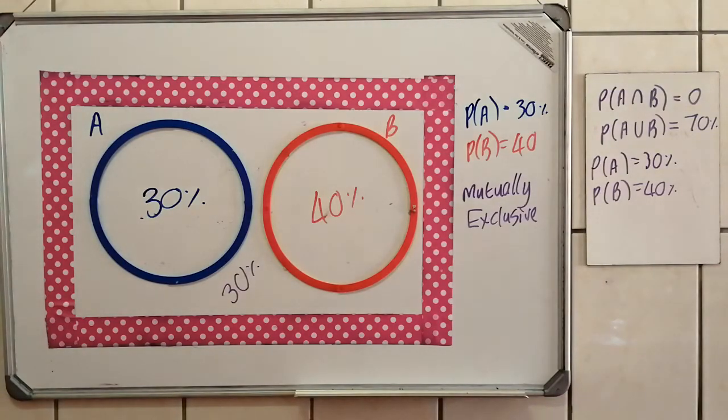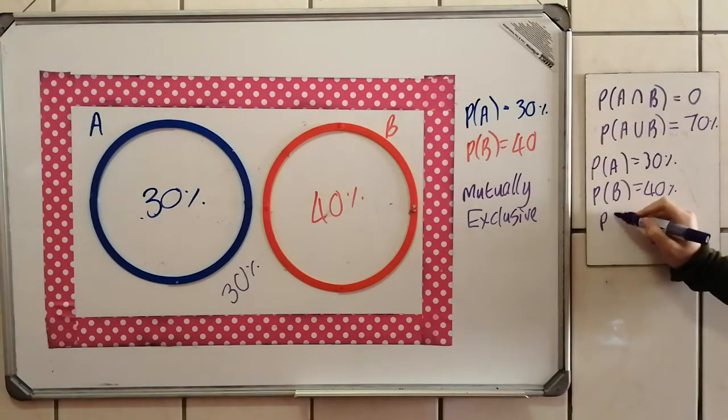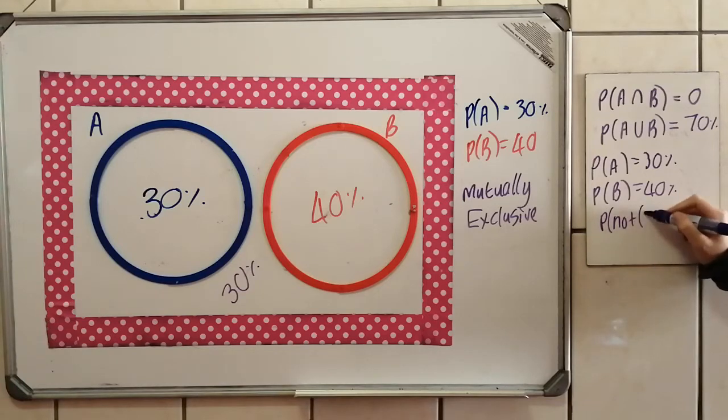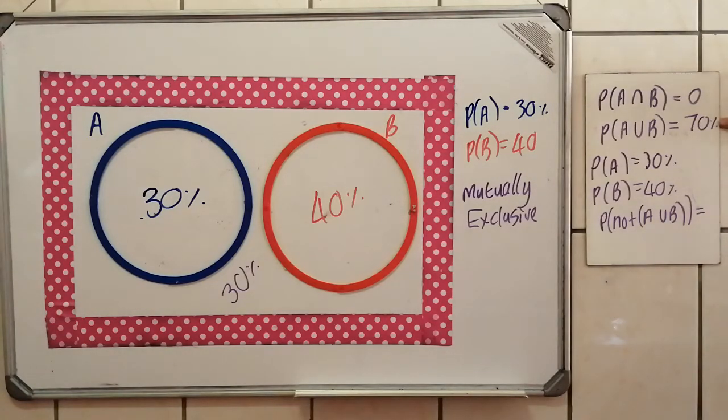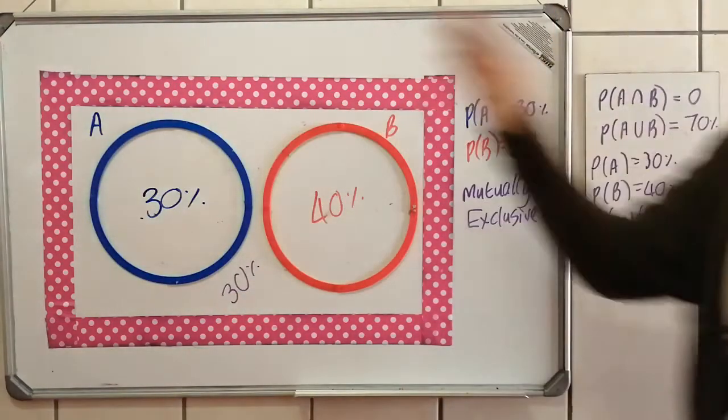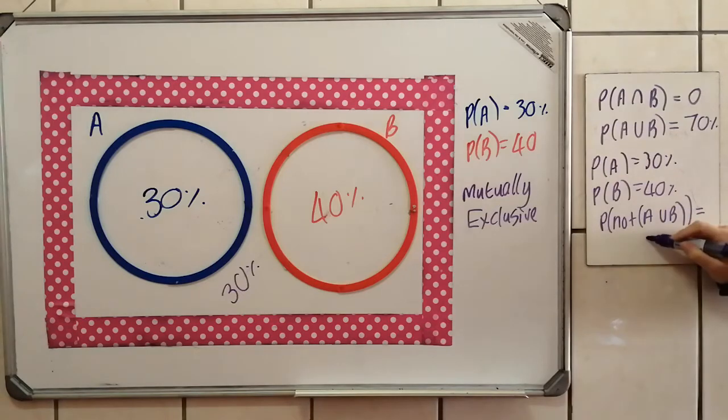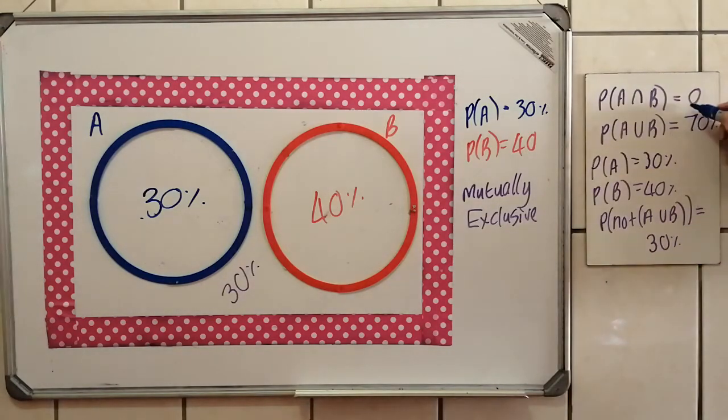And lastly, it asks for the probability of not A or B. So this is really easy because if this is A or B, not A or B would just be what remains on the outside of my sample space. So the probability of not A or B would be 30%. So those are my 3 answers. A comes to 0, B comes to 70%, and C is 30%.